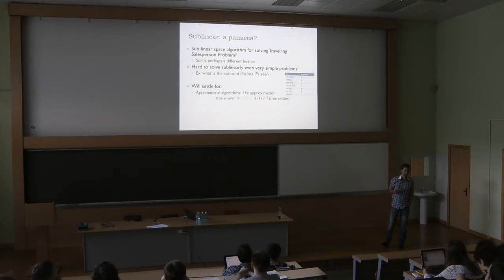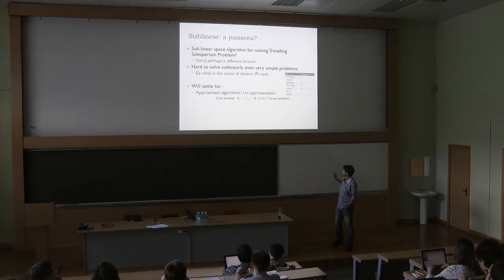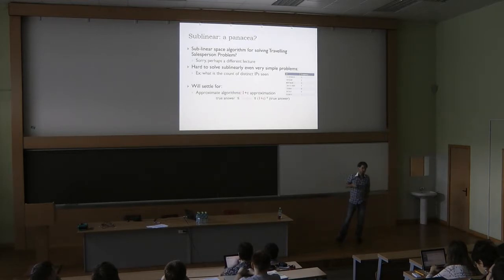This hopefully already sounds familiar, especially from the previous lecture. We'll settle for a 1 plus epsilon approximation. Think of epsilon as, we'll tolerate 1% error, so epsilon is something like 0.01. What we'll settle for is that the output is somewhere between the true answer and 1 plus epsilon times the true answer.